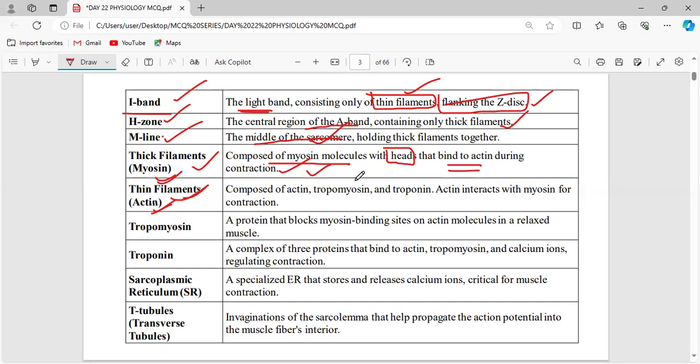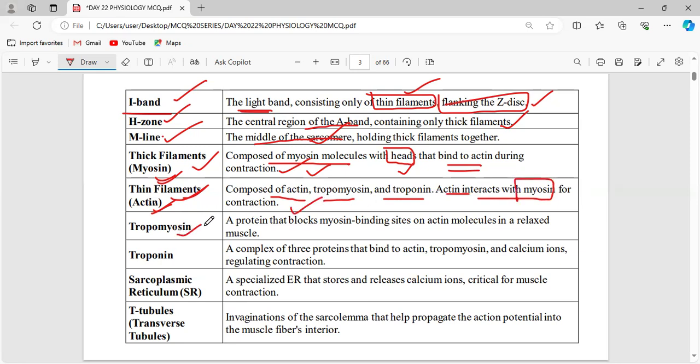So you should make sure that myosin molecules are the ones with the head that binds to the actin during the process of contraction. Now, thin filaments: this thin filament is composed of actin, tropomyosin and troponin. This actin is the one that interacts with the myosin for the contraction.